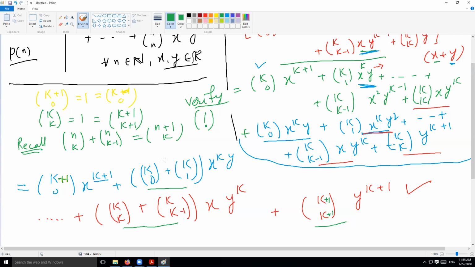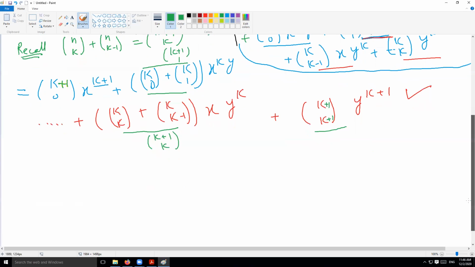So if this is true, by this identity, what would this quantity be? This is going to be k plus 1 choose 1, right? And what would this quantity be? This quantity is going to be k plus 1 choose k. And this is precisely what you want. So if I get rid of all these colors and try to write it in a single color, then the first term is k plus 1 choose 0, x power k plus 1.